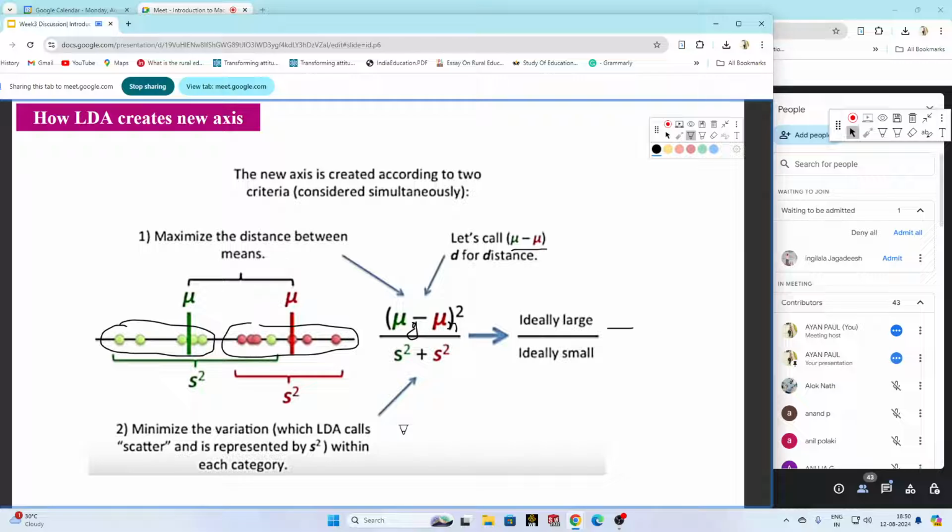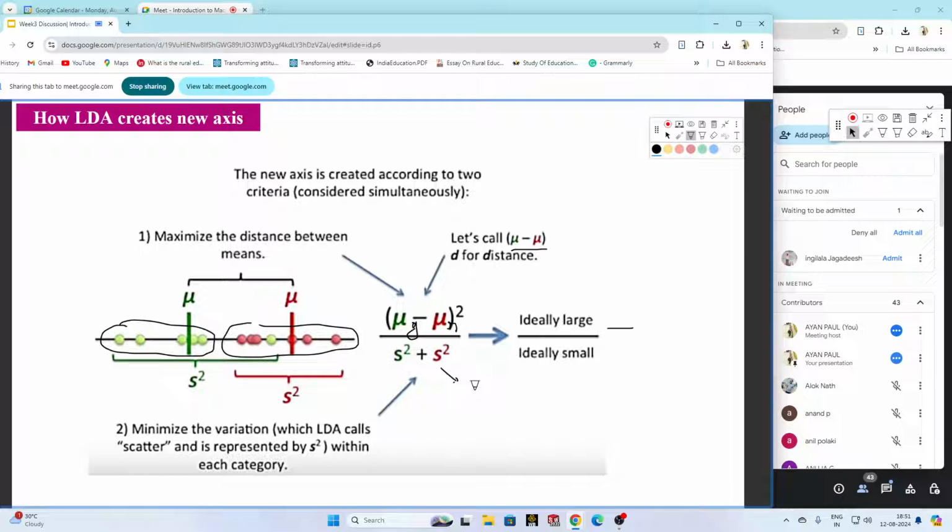So our next target is that the scatter within the green group, as well as the scatter within the red group, should ideally be small. So the first target is to maximize the distance between the two data groups, and the second is to minimize the variation within the two data groups.